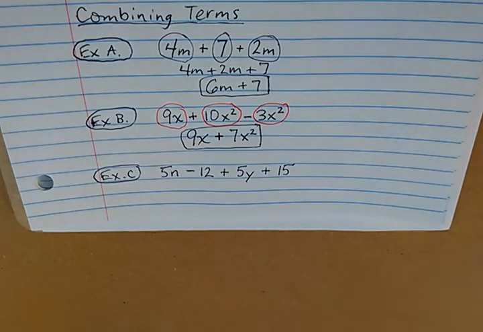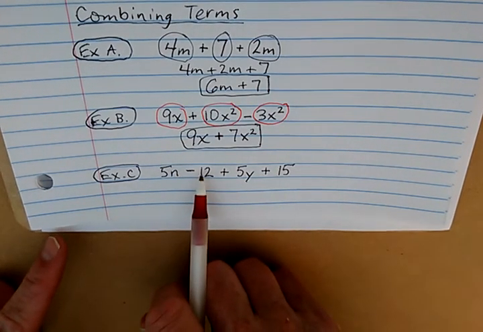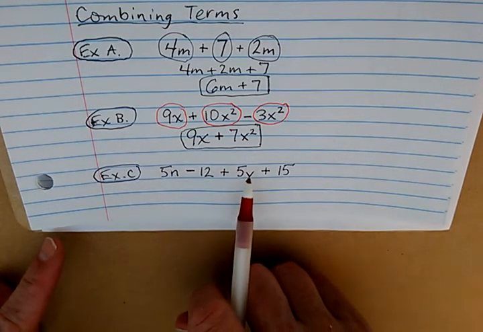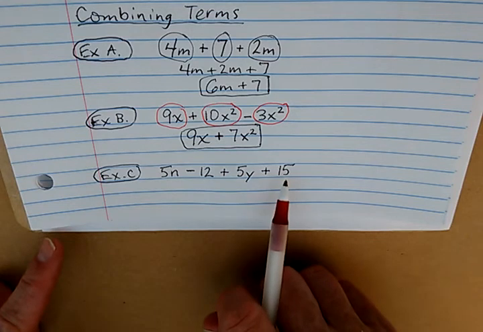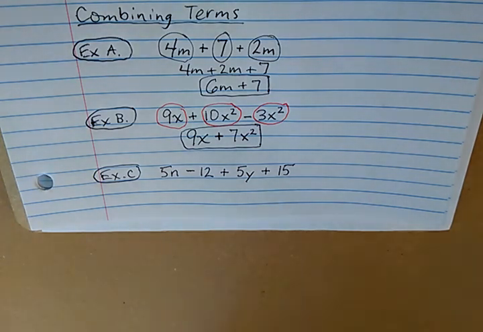Here's our last example. 5n minus 12 plus 5y plus 15. So you might want to try this one on your own. You can stop the video, identify the terms, and try to combine the like terms together. See if you can do that on your own, then start up the video again when you're done.